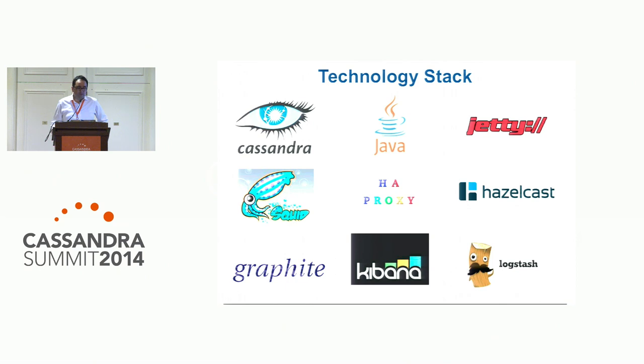Certain requests that we get are quite time consuming, and we want to throttle some of them, so we use Hazelcast's distributed queue functionality to offload some of that work. In terms of monitoring, we're heavy users of Graphite. We try to throw as many metrics as we can at Graphite: OS level metrics, app level metrics, and Cassandra metrics as well. Finally, we use Kibana and Logstash to search across all of our log files, which are on a number of machines.